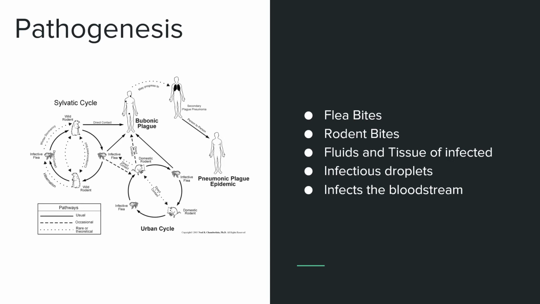So if you get a flea bite on the skin and you start to have large pus-filled buboes, it could eventually enter the bloodstream and travel to your lungs so that you can also be infected with the pneumonic plague and cause pneumonia, which can be very dangerous because there's almost 100% mortality rate if you develop the pneumonic plague.